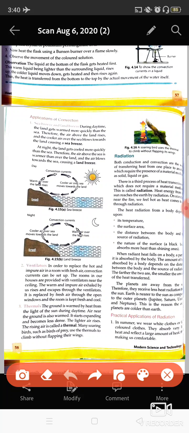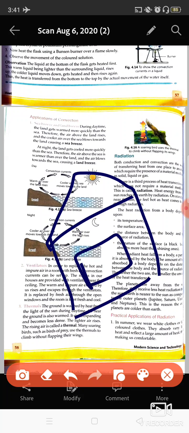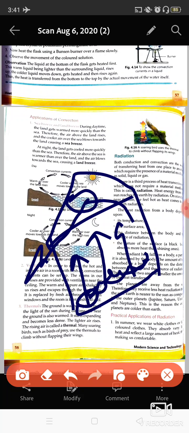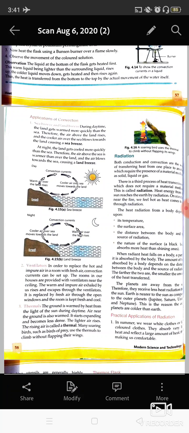Another is your ventilators. If you see in your houses, windows are given, and other than that, one ventilator or exhaust is installed upside. This is because inside the room there is warm air, and the warm air rises upward. If ventilators are given there, then that warm air will start moving outside, and all the warm air will be removed. So this is another use of convection currents.